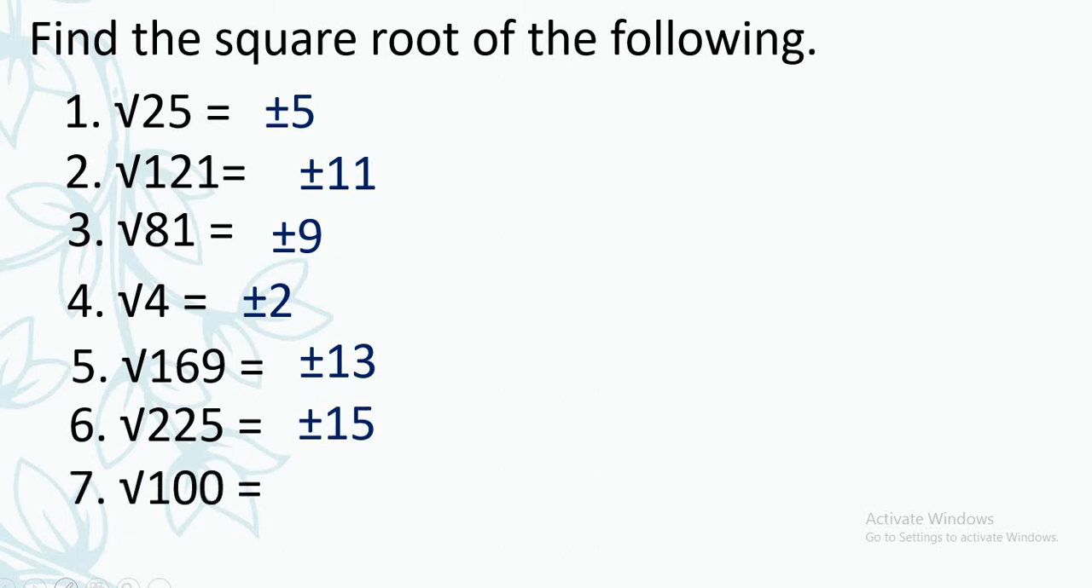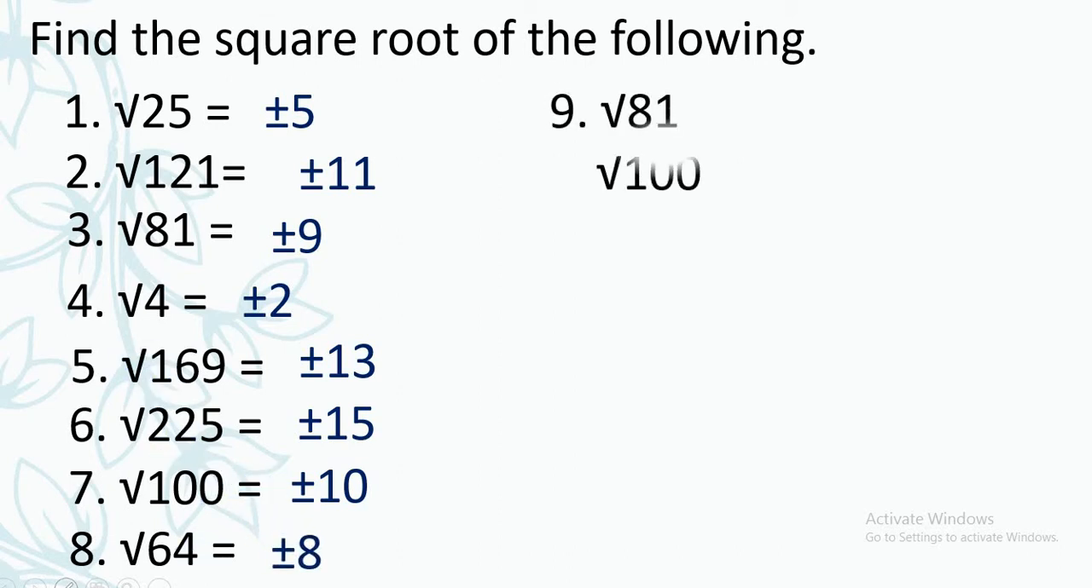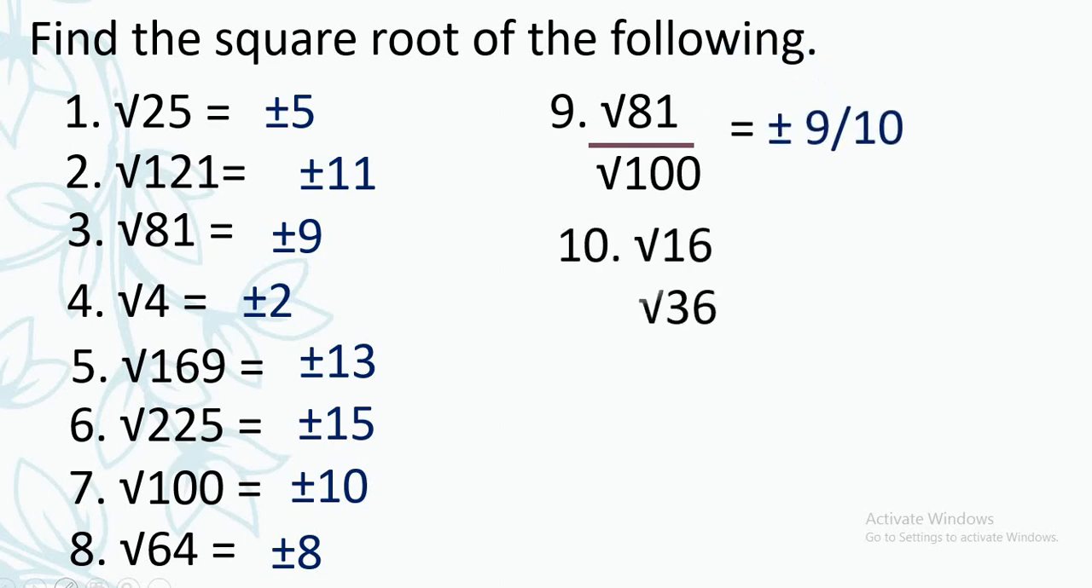Square root of 100, a very easy number, and that is positive, negative 10. Square root of 64: positive, negative 8. How about square root of 81 over square root of 100? And that is positive, negative 9 over 10.